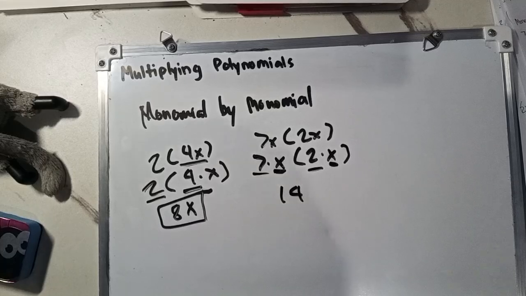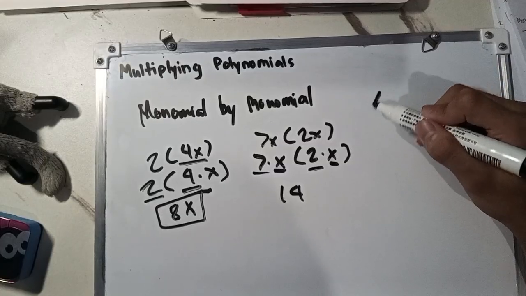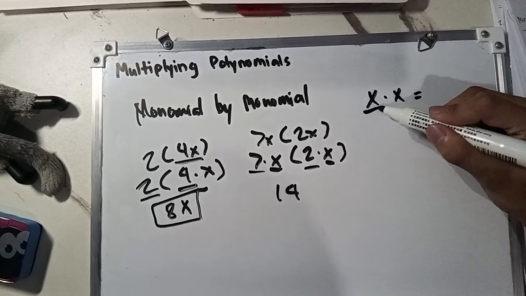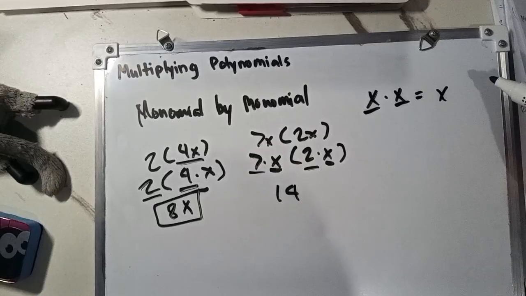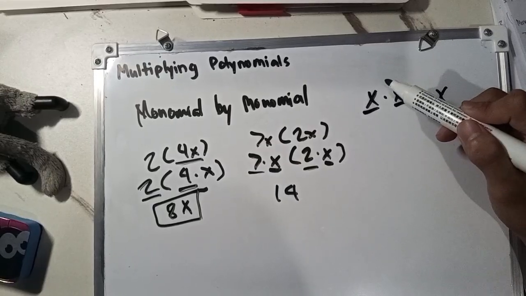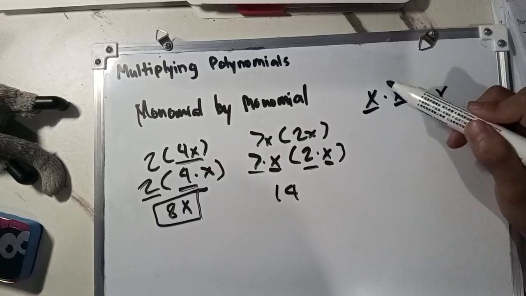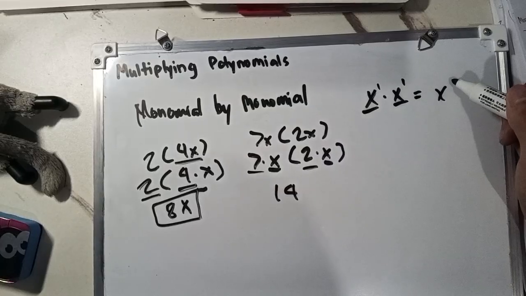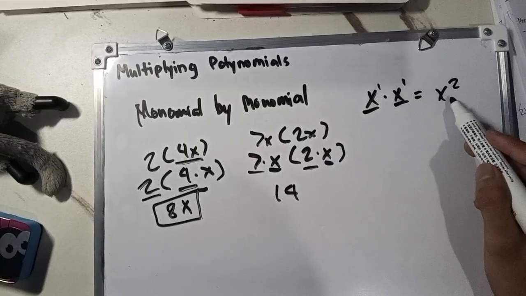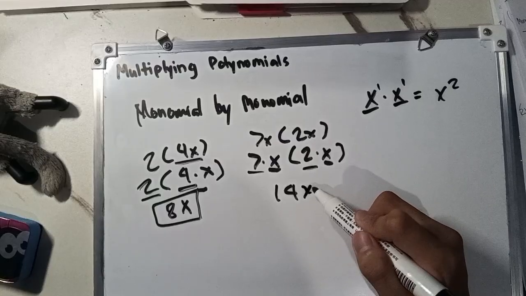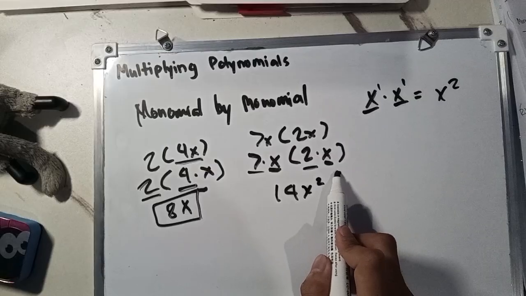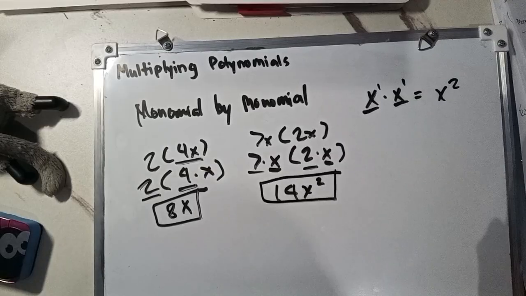Whenever we multiply variables, for example this x times x, we will copy its base and add up its exponents, which in this case is 1 for both. So 1 plus 1 is 2, so we will do x squared. So the answer for this problem is 14x squared.